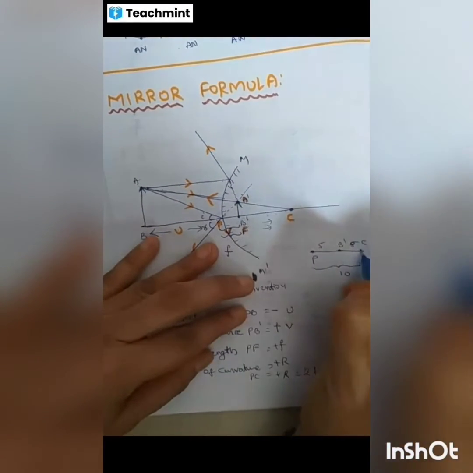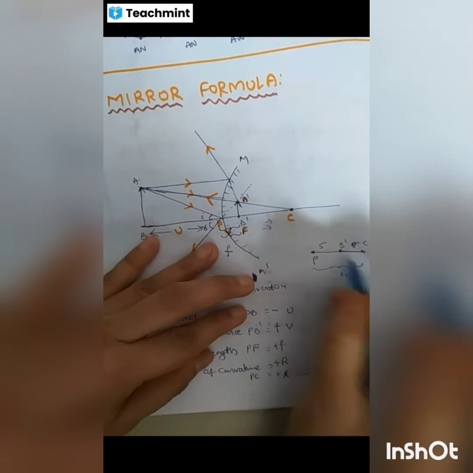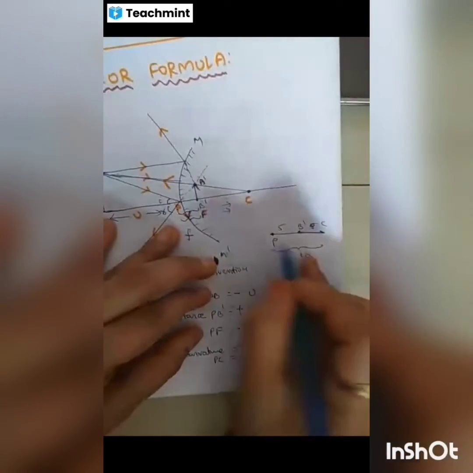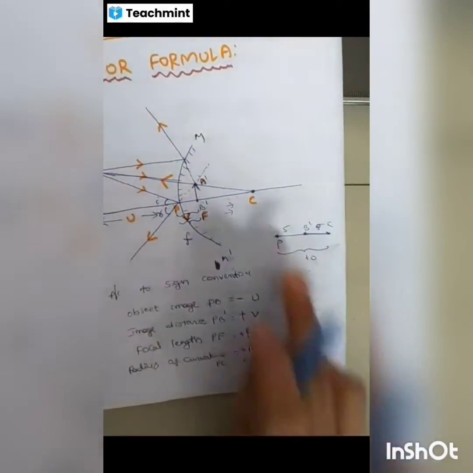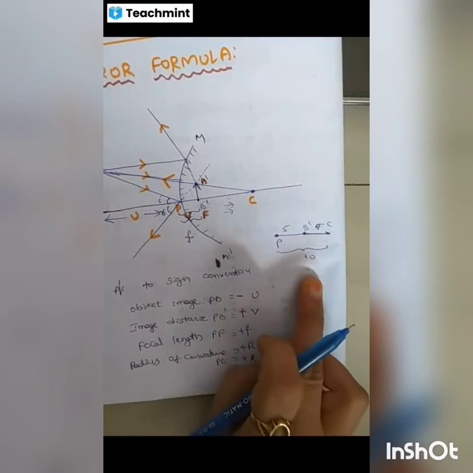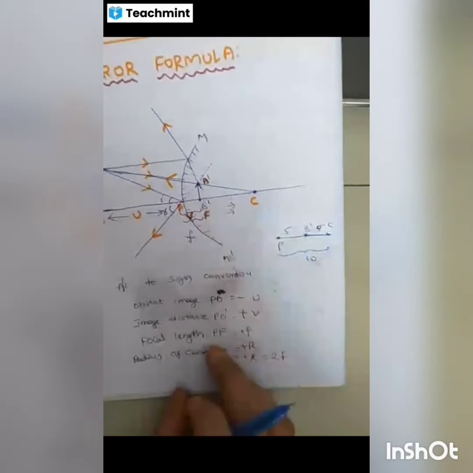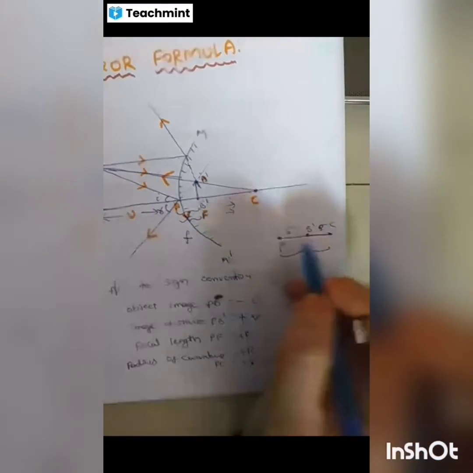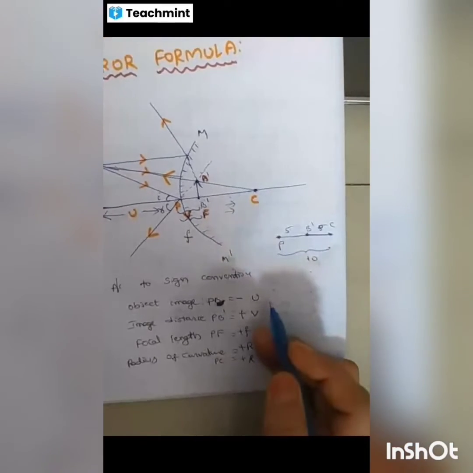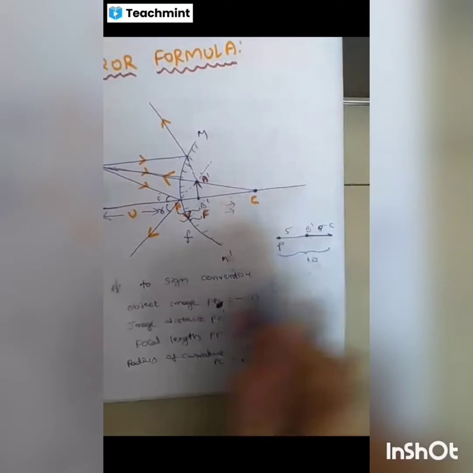From here to here it is 10. From here to here we don't know. Then tell me from these values, what is B dash C? PC totally is 10. PB dash is 5. B dash C is what? 5. So 10 minus 5, is it not? That means PC minus PB dash only.